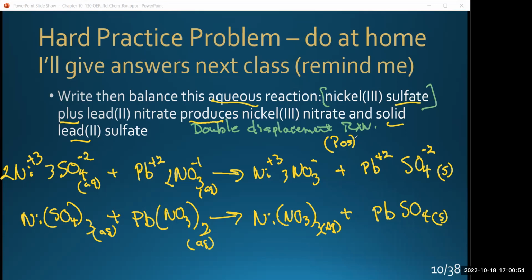And here the lead sulfate is classified as insoluble. Therefore, we have a positive reaction. So we wrote the reaction based on what we were given here. Now we've got to balance it. So here's our pivot for balancing a double displacement reaction, and our tidbit is this: follow the polyatomic ions, okay?